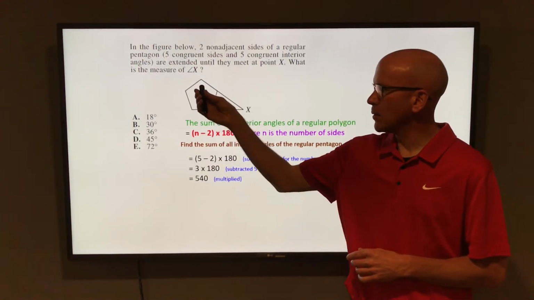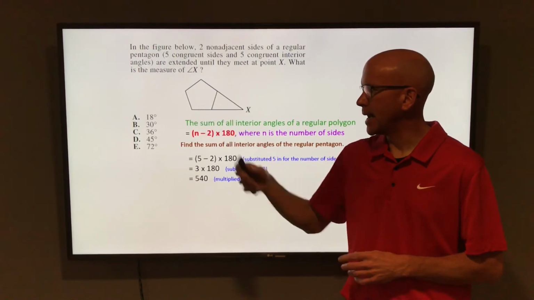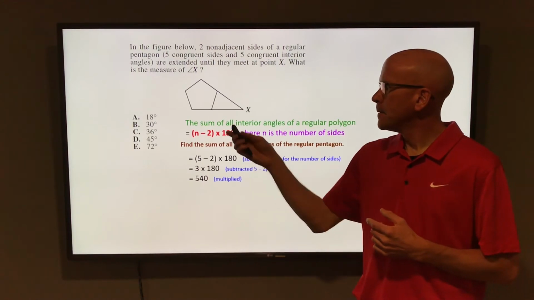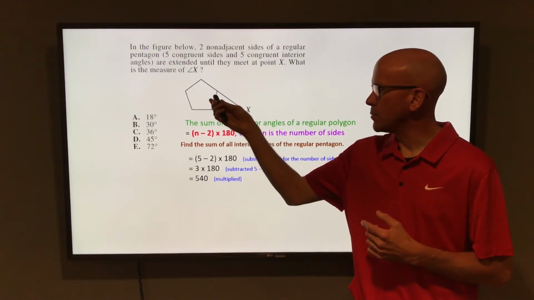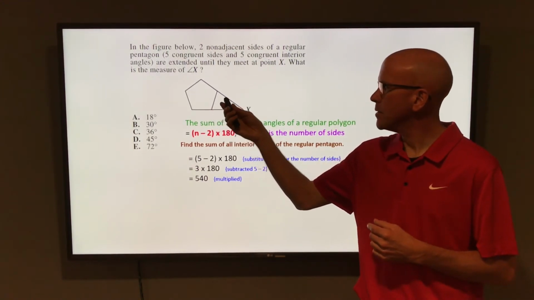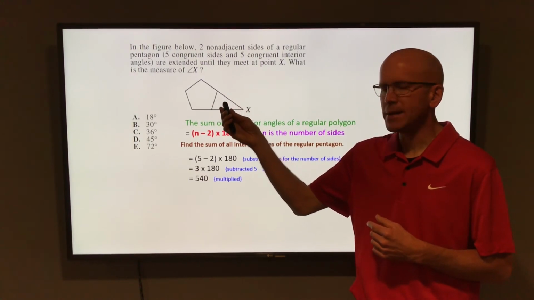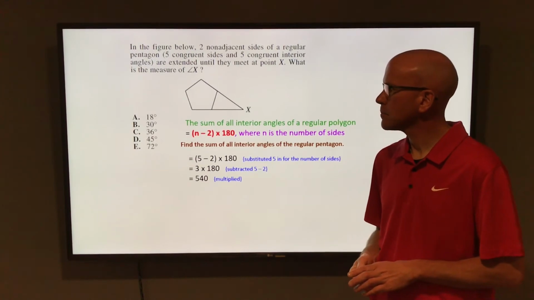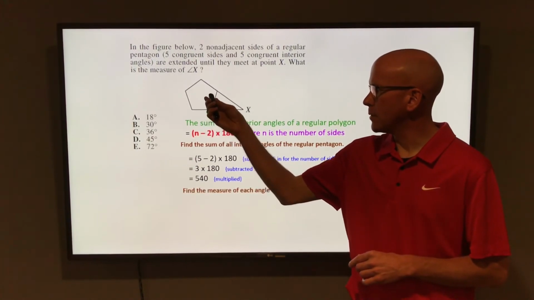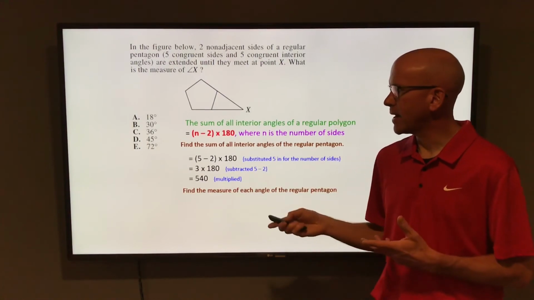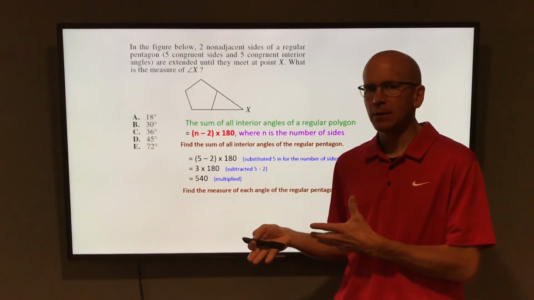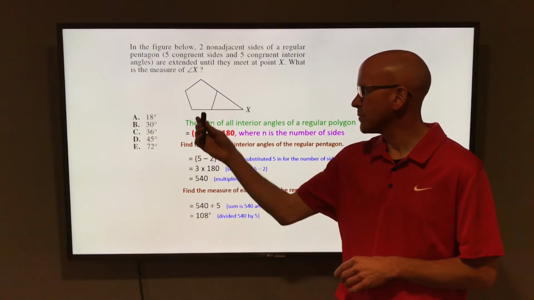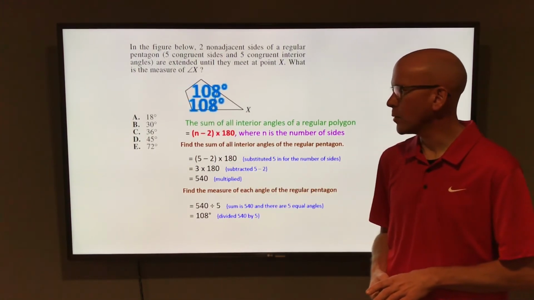So the interior angles of that pentagon add up to 540 degrees, and all the angles are congruent. So if you find the measurement of these two angles, which are the same, then you can find the measurement of the angles right next to it, and then you could find angle X. So to find the measurement of these two angles, divide 540 by 5. There are 5 angles that are all the same, adding up to 540. So if you divide 540 by 5, each of these two angles is 108.